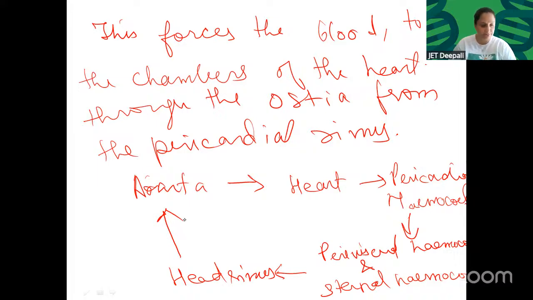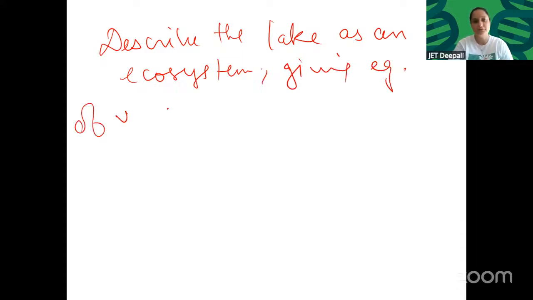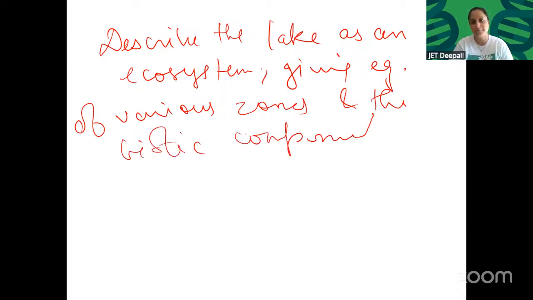I tried to finish the last question: describe lake as an ecosystem. My last question is: describe the lake as an ecosystem, giving examples of various zones and the biotic components in it. Okay, so this is the last question. We are not having sufficient time, and this is quite a big question, so I don't want to do it right now. We will discuss this question in another class because it needs a lot of time. Okay, and it is an important question.